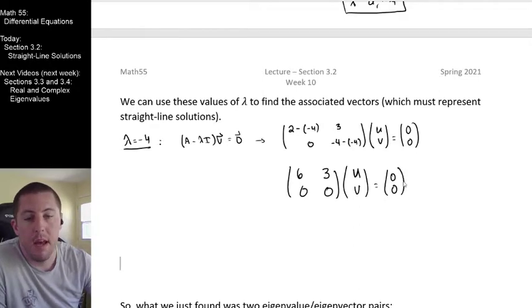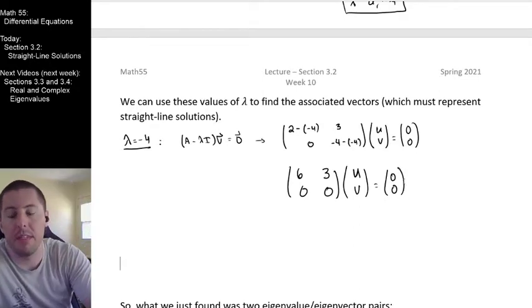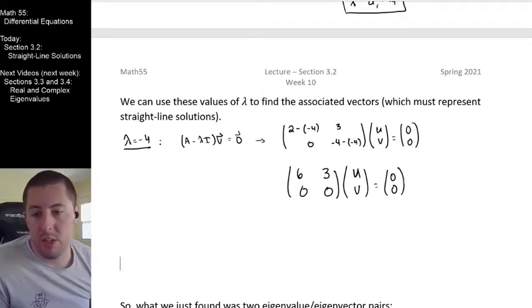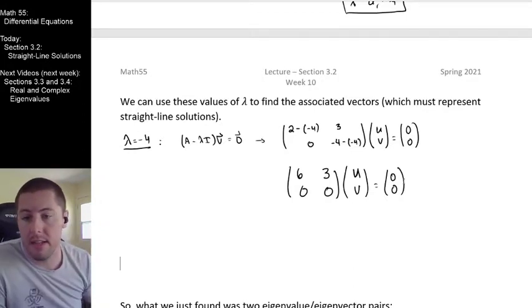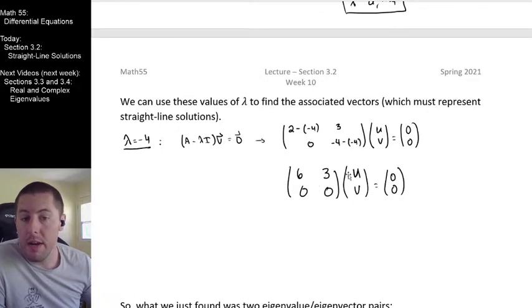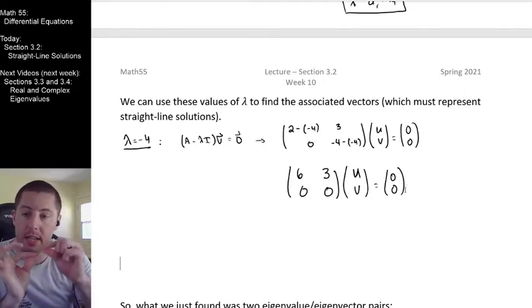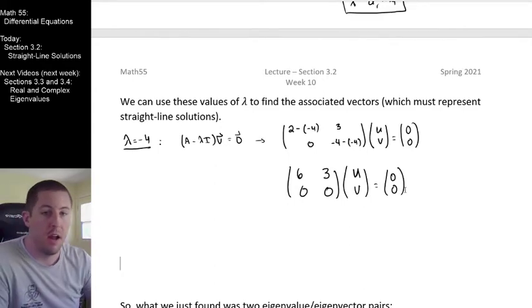Now, here's the really interesting thing about this. Typically, when we solve a system of 2 equations with 2 unknowns, we find a point that is the solution. But notice that when we plugged in our special value of lambda, we now have 2 unknowns, u and v, but only one meaningful equation. The other equation is just 0 equals 0. So instead of getting one point as a solution, we're going to get an entire line of solutions.